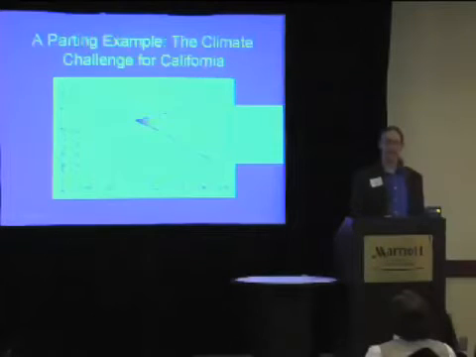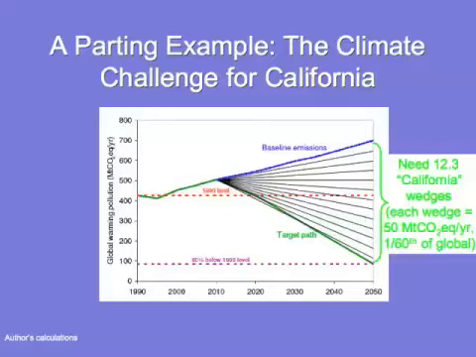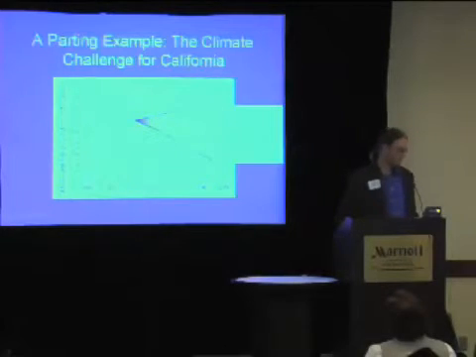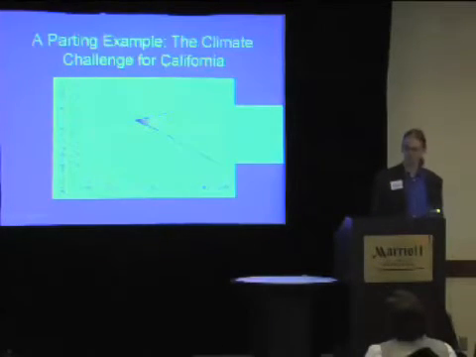So what I did is I defined a California wedge, which is 1/60th of a global wedge, because California, it turns out, emitted about 1/60th of global CO2 pollution in 2004. And to meet the requirements of this law, you'd need just over 12 California wedges to do the job, okay, each one being about 50 million tons of CO2.